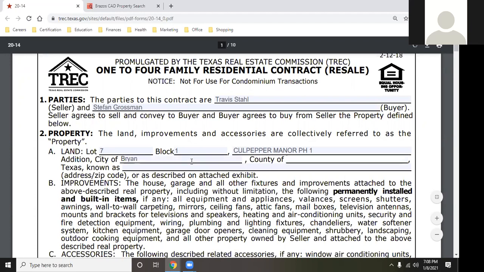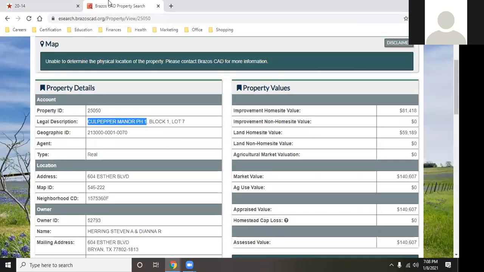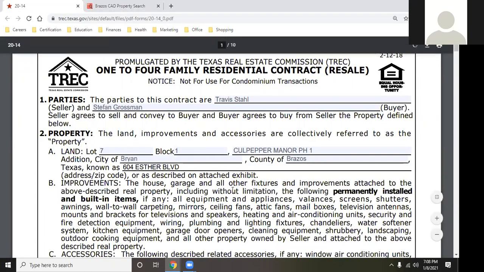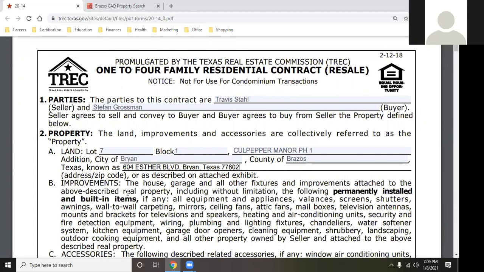Bryan, County of Brazos, and this is where you're going to put the normal address. You see what I'm saying? Okay, so you're going to put Esther Boulevard, and you're going to say Bryan, Texas, 77802. Now, if you'll notice right here, it normally just says all you got to do is put address and zip code. You can. I always just like to spell it out, but you don't have to.